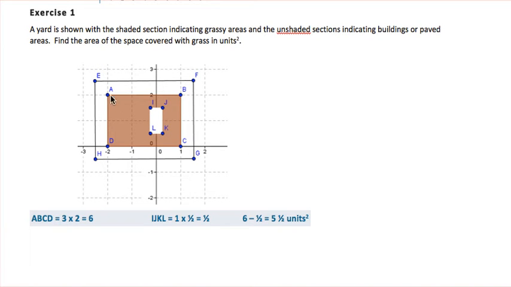So our calculations, rectangle ABCD is 3 units by 2 units. 3 times 2 equals 6. And rectangle IJKL is 1 whole unit, right? There's half here and half there, by 1/2 unit, which is 1/2 square units. And we subtract them. 6 minus 1/2 is 5 1/2 square units.